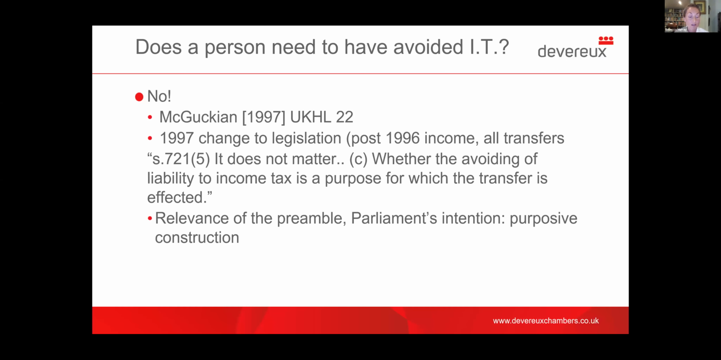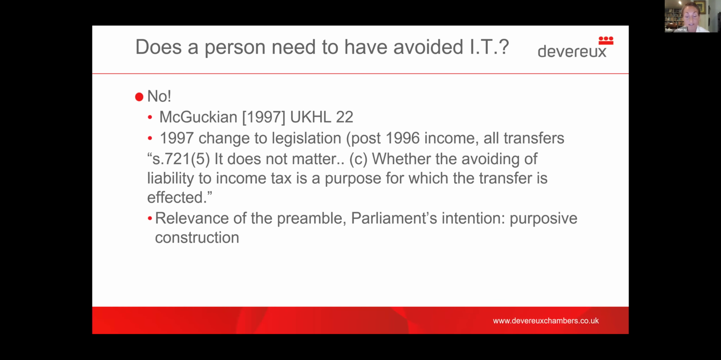And for each of the first two heads, it says the charge under this section applies for the purpose of preventing the avoiding of liability to income tax by individuals who are UK resident by means of relevant transfers. So some people take the view that the preamble must mean something. Therefore, since there's no requirement for a purpose of avoiding income tax, then income tax must in fact be avoided in order for the provisions to apply. But I don't see how that follows.